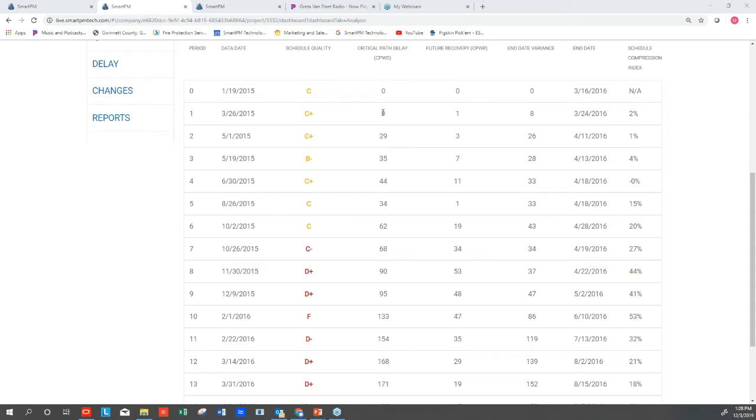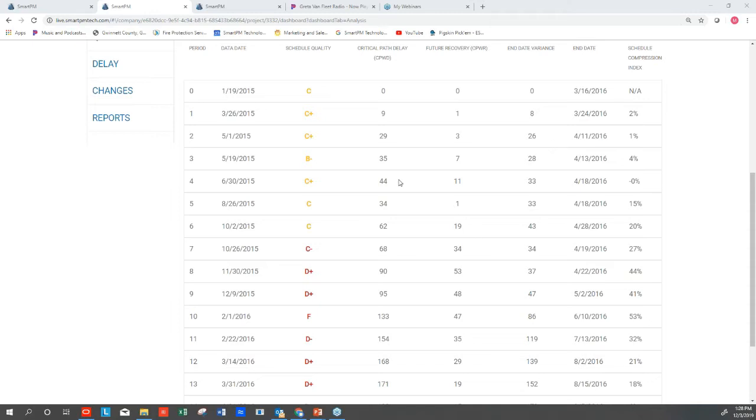I can see that we started out with 9 days of critical path delay, then 29, then 35, then 44. Then we hovered around 44 and went eventually to 62 days, and then all the way up to 171 days of delay. All the while, I want to be able to look at how far the end date is shifting while this is happening. Generally, the definition of critical path method scheduling is that anything delayed is an equal delay to the end date of the job if it's sitting on the critical path.